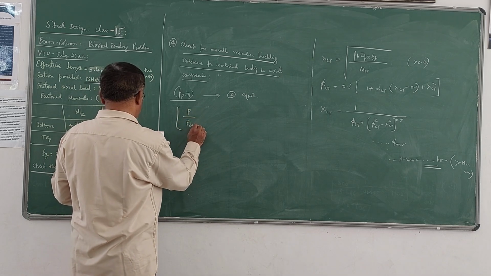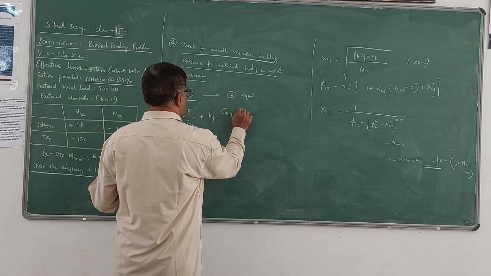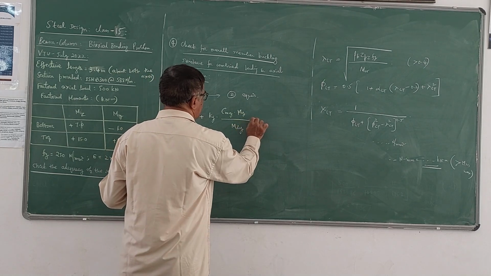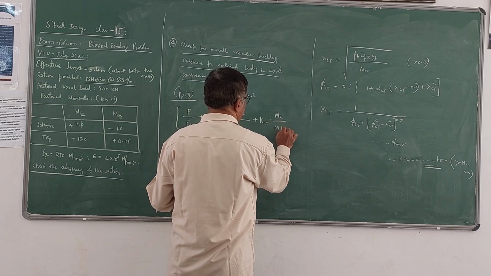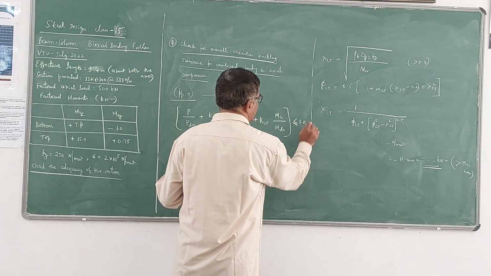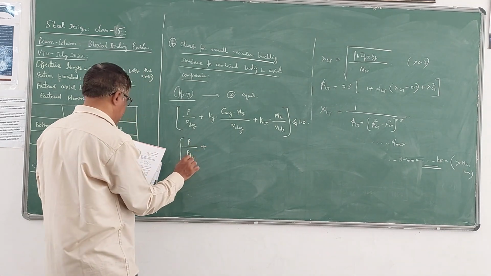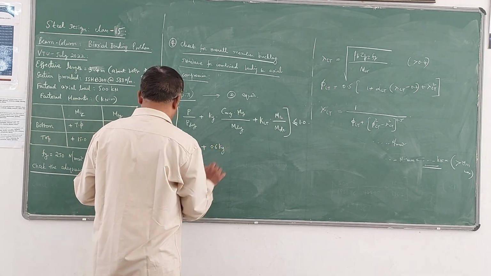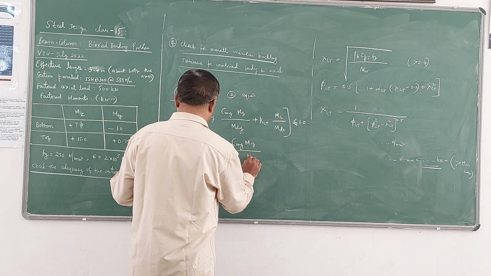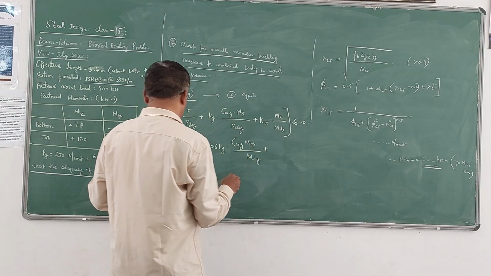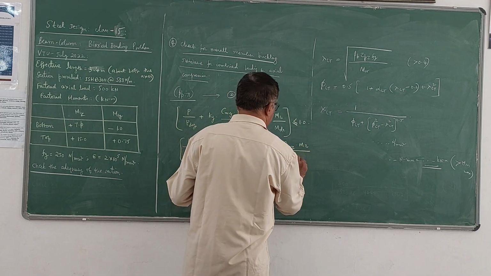The first equation is P by Pdy plus Ky into Cmy into My by Mdy plus KLT into Mz by Mdz should be less than or equal to 1. This is the first equation. The second equation is P by PdZ plus 0.6 times Ky. You need not remember anything; everything is given in the code. Cmy into My by Mdy plus Kz into Cmz into Mz divided by Mdz.